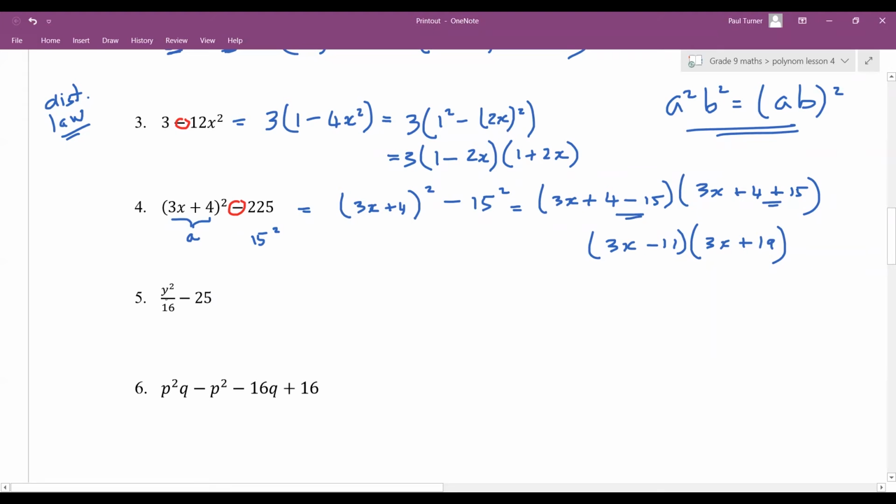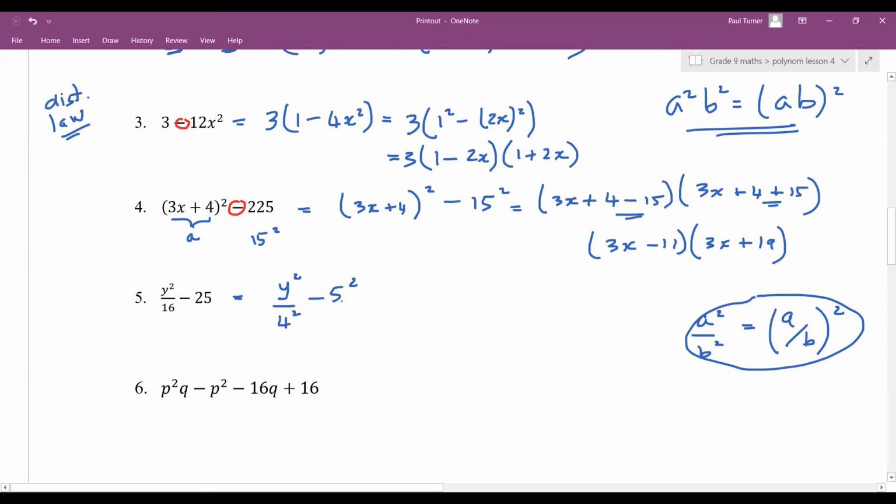In this question, we've got a number in the denominator, not a problem. Think about this rule. A squared on B squared is A on B all squared. Another useful rule that we can use, index law rule. So what we should do here is change your 16 and your 25 to be perfect squares. So you'll have y squared on 4 squared minus 5 squared. So using that rule here, we can make a bracket.